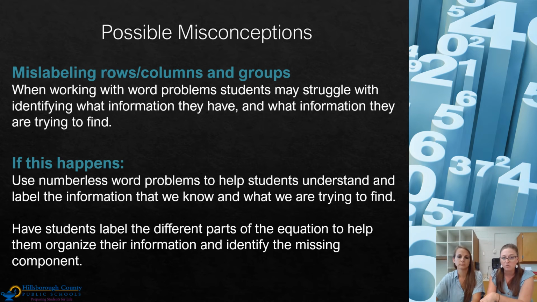They may label the different parts of the equation to help them organize their information and identify that missing component. Maybe it tells you how many cars there are and how many tires are on each car. So we're able to draw that picture and relate it back to that word problem in order to solve.